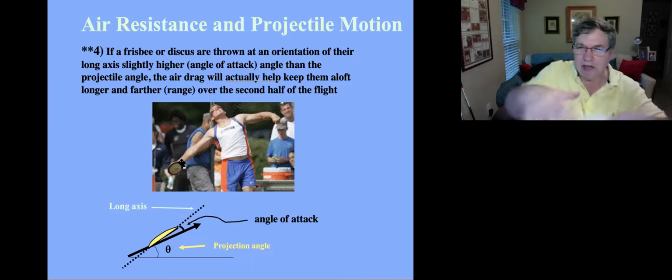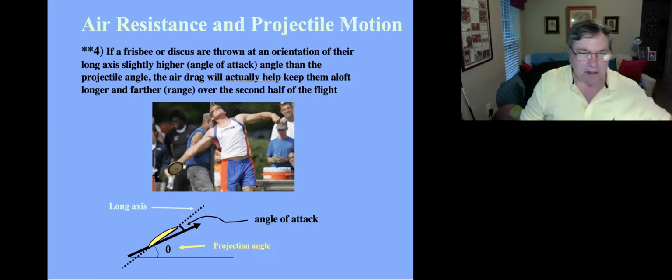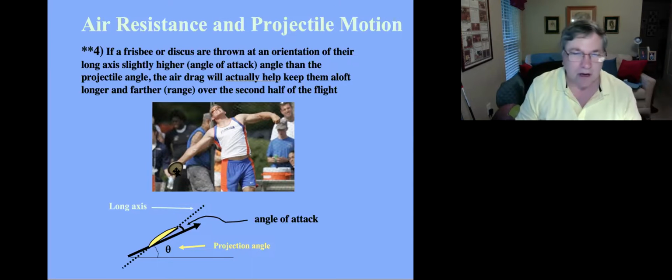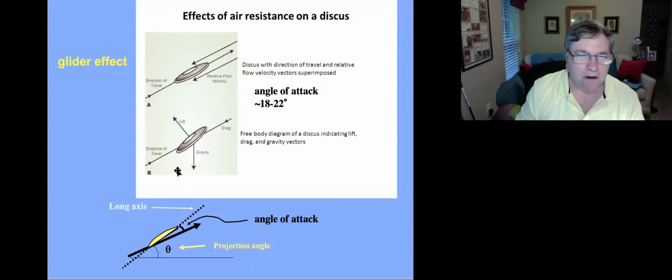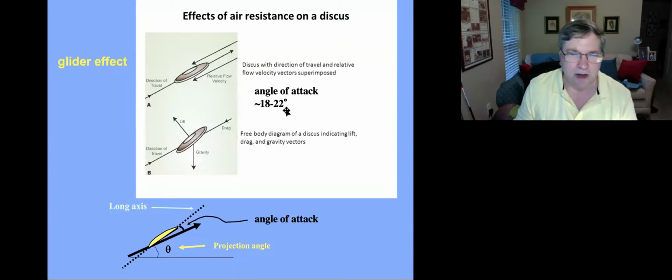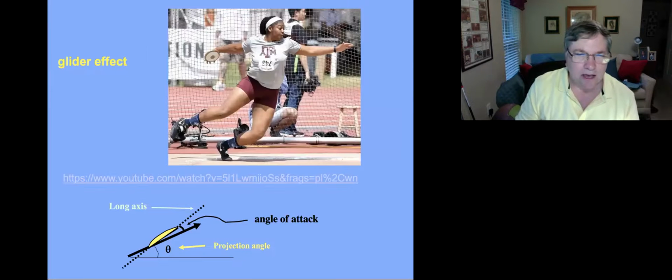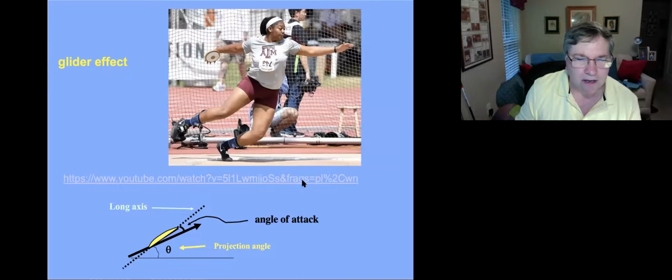But notice that frisbee tilted up a little bit. See that angle of attack right there? That's going to keep it in the air for a little bit longer. And that optimal angle of attack is about 20 degrees or so, 18 to 22 degrees. It's going to maximize lift on the way down. You get kind of a glider effect.